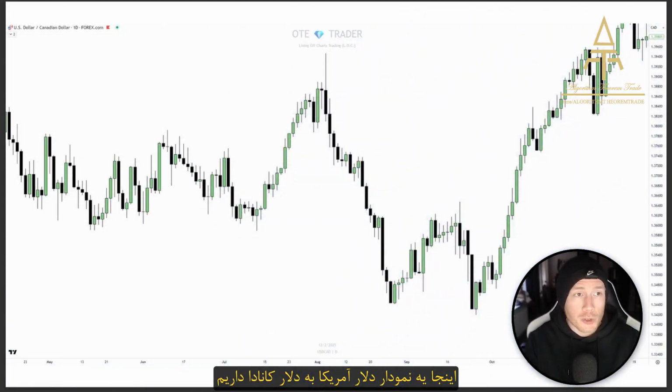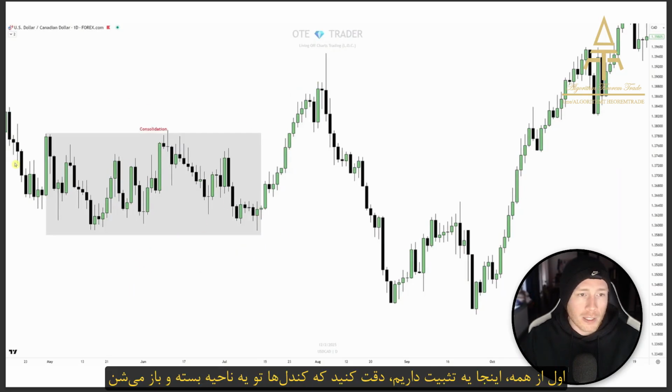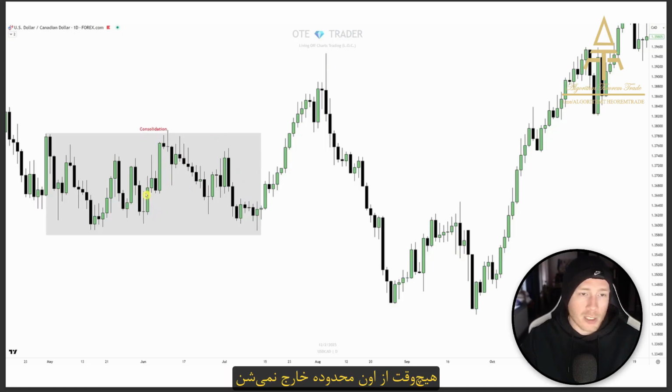So over here we've got a US dollar, Canadian dollar chart, a daily chart. It's a naked chart. And I want you to watch this chart, see if you can find different types of market profiles. I will indicate what I'm seeing over here. First of all, we've got a consolidation here. Notably, candles close and open in the same area, never leaving the range.